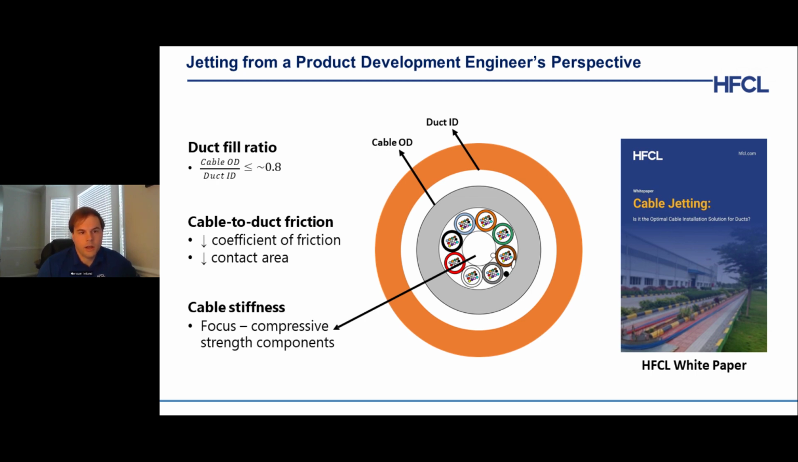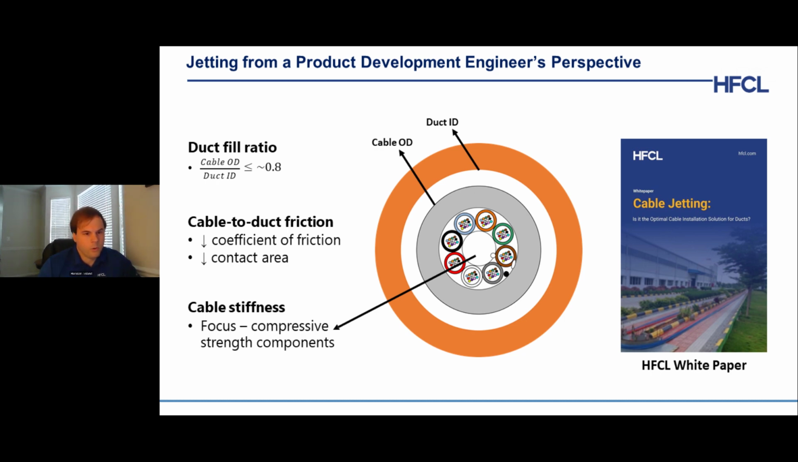And so number one, I'm looking maybe at the duct fill ratio. And what I look at is the cable diameter, the outer diameter of the cable, and the duct inner diameter. And that ratio, I would like that to be around 0.8 or lower to help ensure that the performance of the jetting of the cable is optimal.